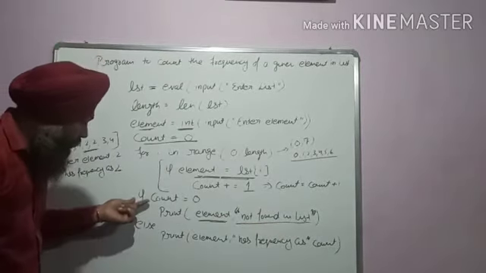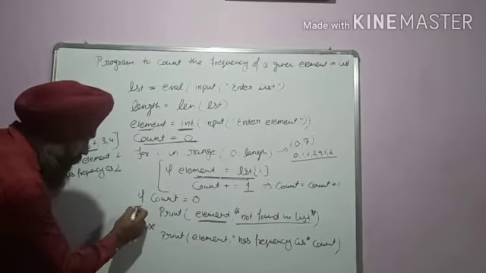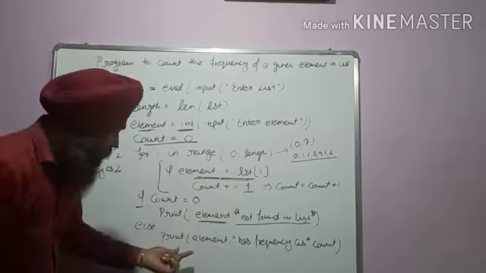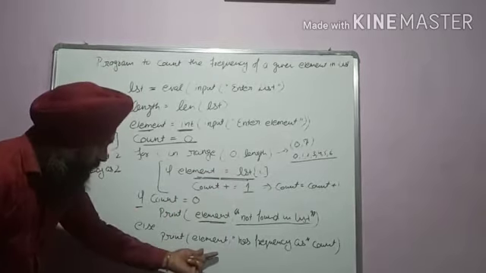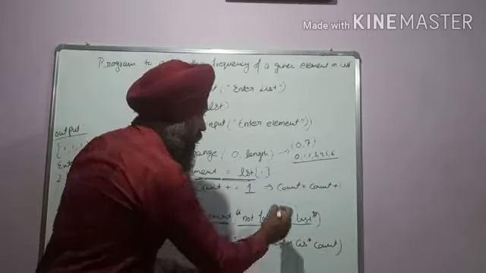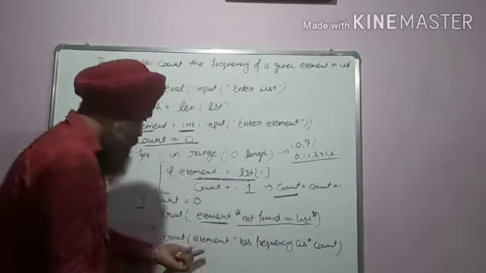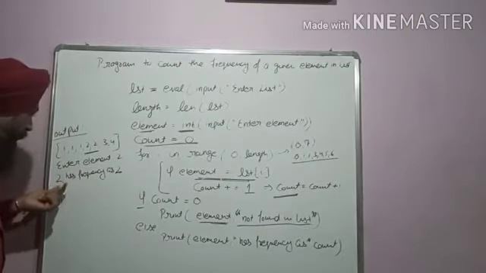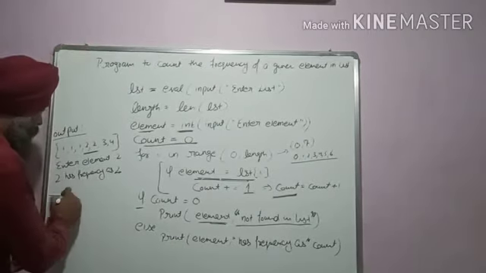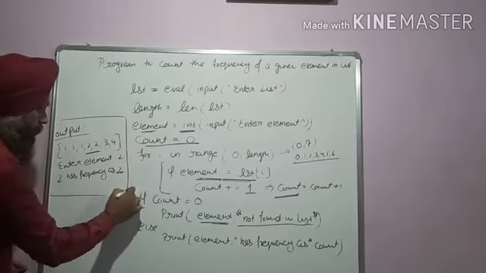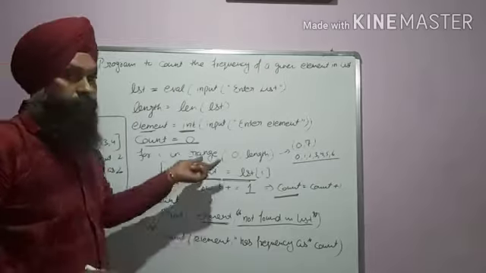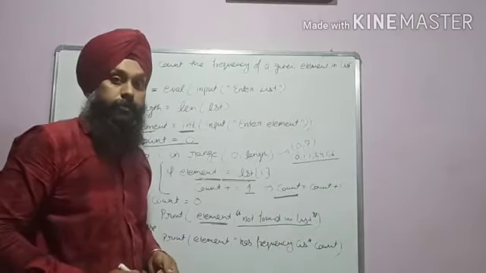And here we have the else part of this if. Else, if we find the element in the list, we will get the output as element has frequency as count, meaning the element 2 has frequency as 2. So here is the output. So in this way you can find how many times an element is occurring in a given list.